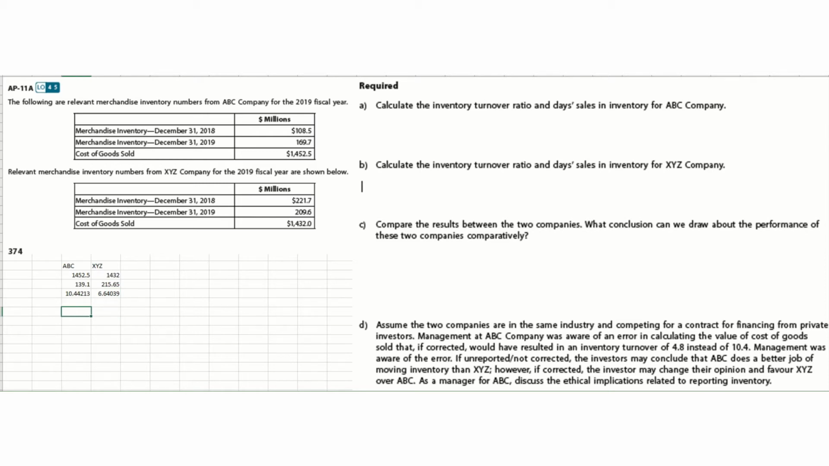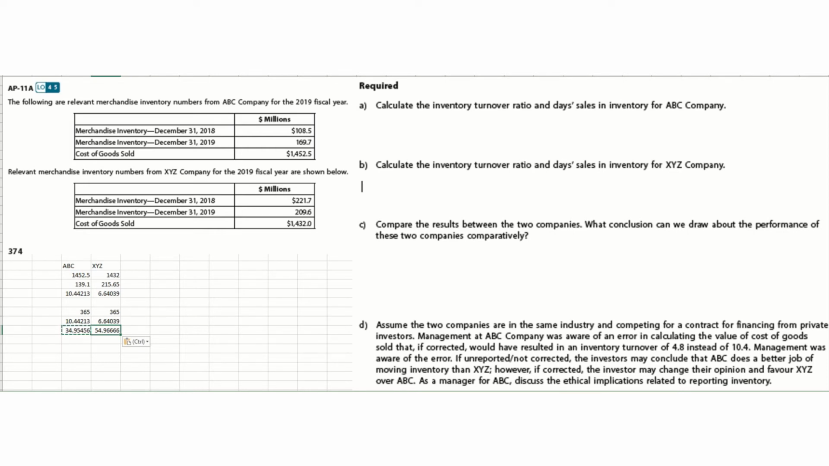The second part of questions A and B is to determine the days sales in inventory, which you get by taking the total number of days in the year, being 365, divided by the inventory turnover ratio. So for ABC, you have a days sales in inventory of about 35 days and about 55 days for XYZ.